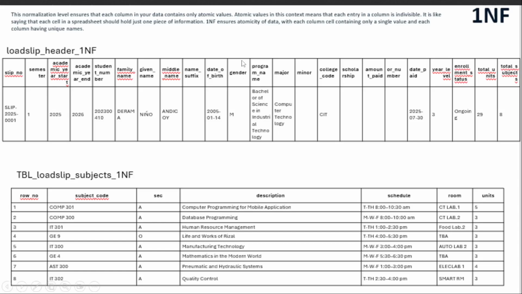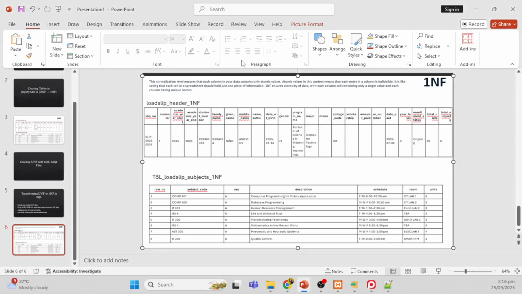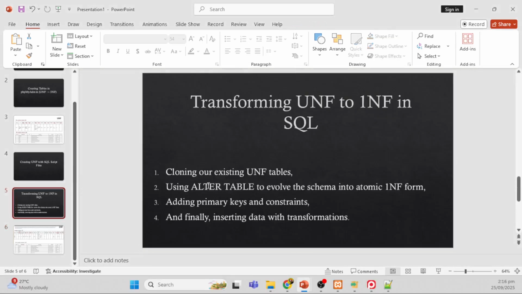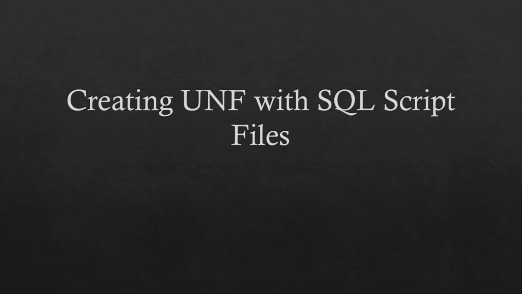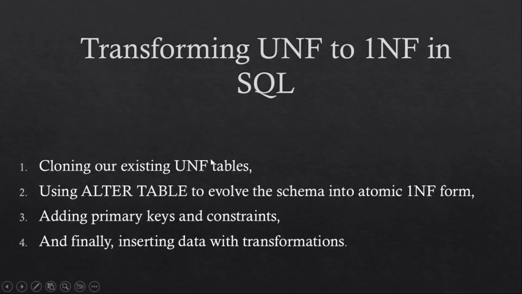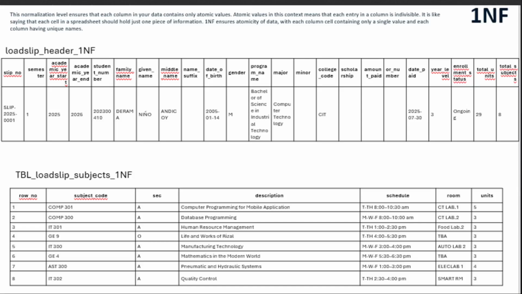So we need to evolve this by cloning our existing UNF tables and using ALTER TABLE to evolve the schema into atomic normalized form. With the table load sleep subjects, we only need to change the primary key and auto increment for this column. It's good, easy. But the more concerning one right now is the load sleep header.